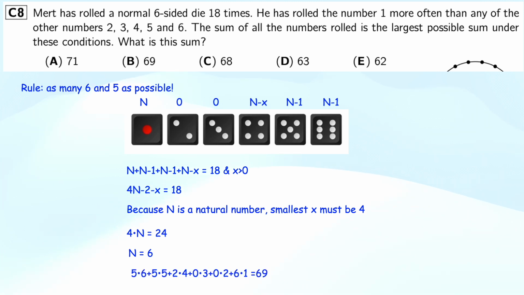So let's calculate if n is equal to 6. We have 5 times 6, 5 times 5, and because it is 18 times in total, we have 12 times left. So we have only 2 times 4, and 3 and 2 will be 0 times, plus 6 times 1. Now we get the answer 69. So the answer is B.